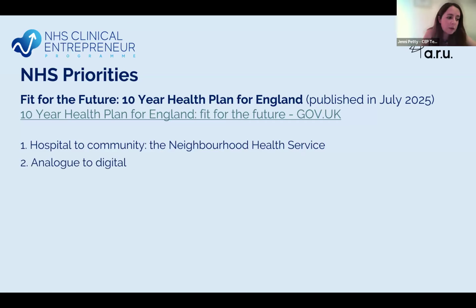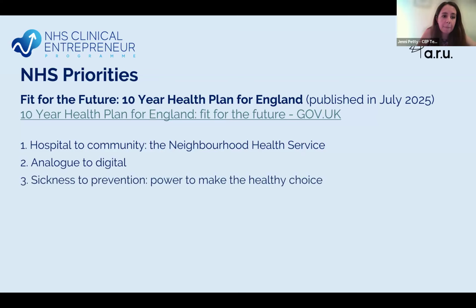There's also a key shift from analogue to digital, and within the plan, if you have a read of it, you'll see there's a lot of talk about the NHS app and sort of having a single patient record and really empowering patients to take control of their own care, alongside many other aspects to this point. Another key shift is from sickness to prevention. So the overall goal is to halve the gap in healthy life expectancy between the richest and poorest regions in England, while increasing it for everybody. And it's really about empowering people to make healthy choices. And so those are the three main shifts underpinning the plan.